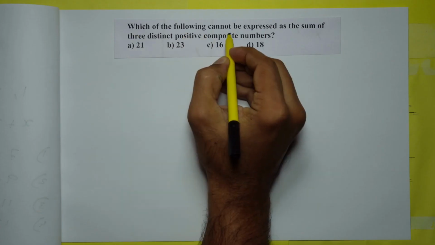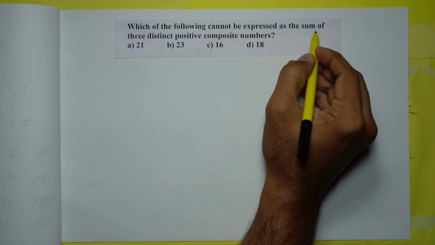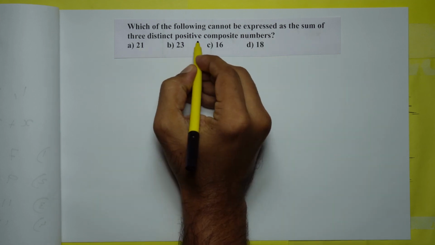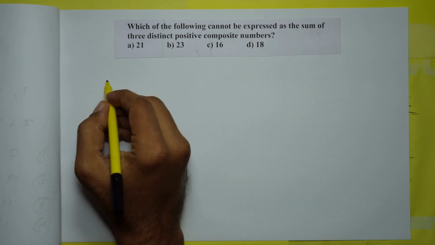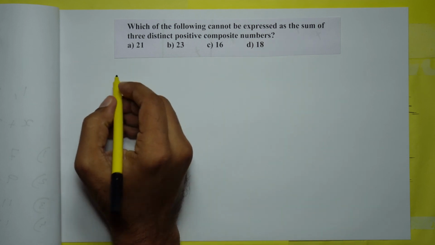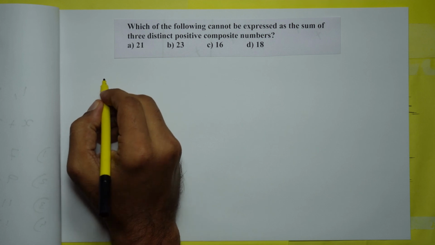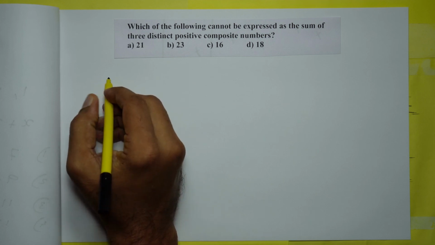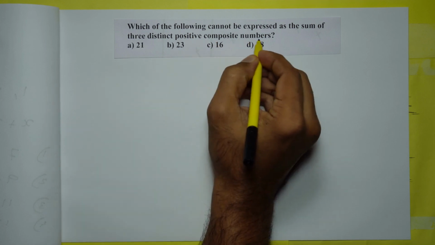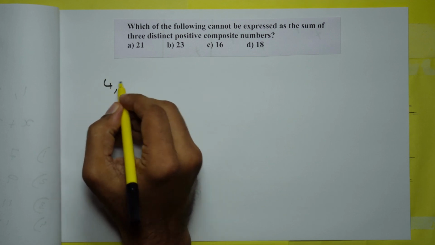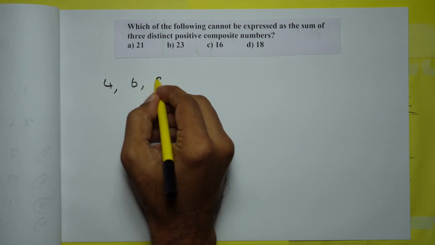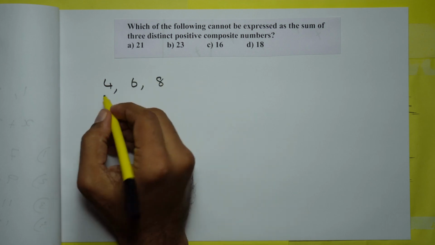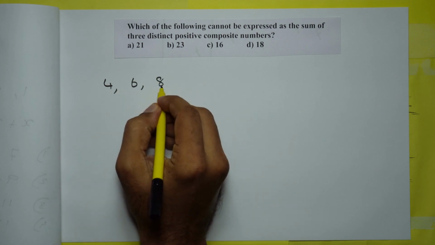Which of the following cannot be expressed as the sum of three distinct positive composite numbers? Now 1 is neither prime nor composite. 2 is a prime number, 3 is a prime number. So the first positive composite number is 4. 5 is a prime number, then 6 is available, and the next one is 8. So these are the first three composite numbers.